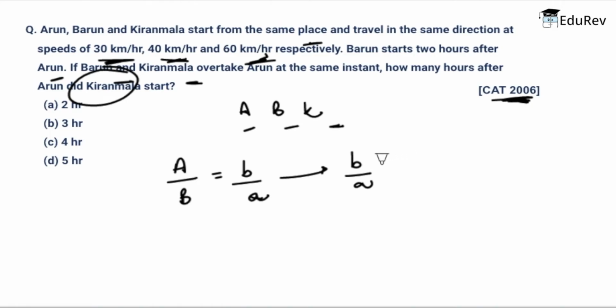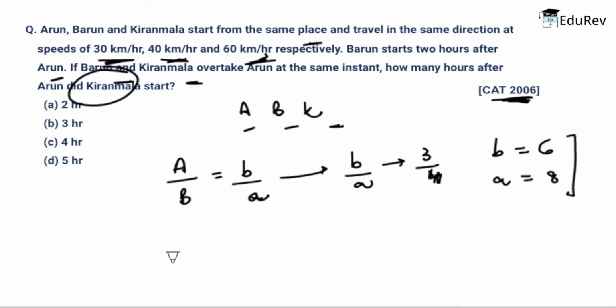B by A, that is nothing but 3 by 4, that is a gap of 1, but we need a gap of 2. So this is 3 by 4 and we need a gap of 2 as Barun started 2 hours late. So B is going to be what? 6 and A is going to be what? 8. So this is going to be the answer.